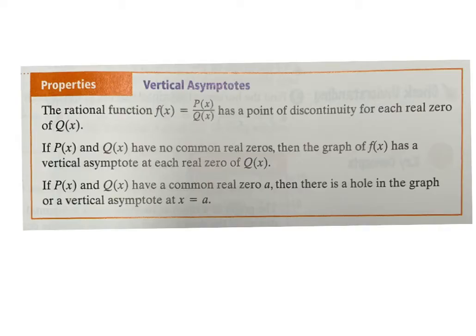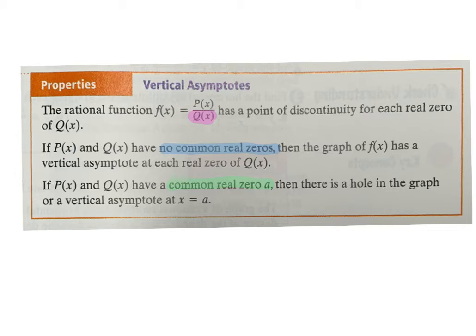Vertical asymptotes. The rational function f of x equals p of x over q of x has a point of discontinuity for each real zero of q of x. So that first statement says that anywhere this q of x is 0, I have a discontinuity. Something happens with the graph where it cannot actually be on there because we can't divide by 0. If p of x and q of x have no common real zeros, then the graph has a vertical asymptote at each real 0 of q of x. If p of x and q of x have a common real 0, then there is a hole in the graph. So if you can remove it, it's going to create a hole. If you can cancel it out, it will create a hole. If you cannot, it'll create a vertical asymptote, all right?